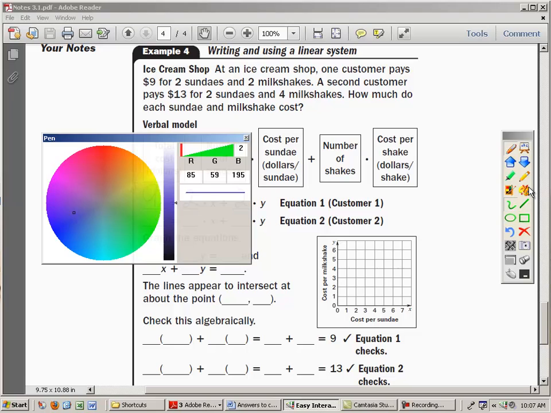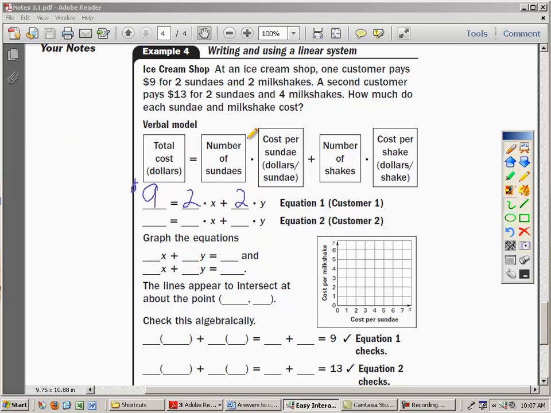Our second equation, by similar argument, since they paid a total of $13, they bought 2 sundaes and 4 milkshakes. And so we have our two equations, and now we have a system of equations. My first equation is 2x plus 2y equals 9. The second is 2x plus 4y equals 13.